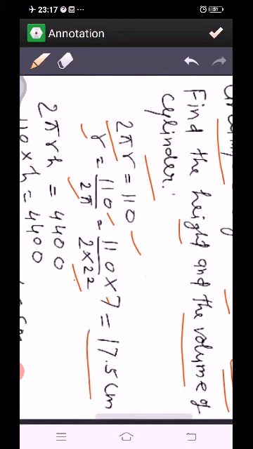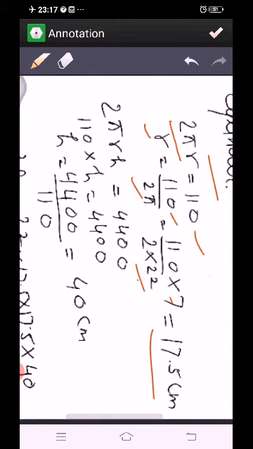Now it is given curved surface area, that is 4400. So curved surface area is 2 pi r h. 2 pi r h equal to 4400. Value of 2 pi r, that is circumference of base, is given 110. 110 into h equal to 4400. So h is equal to 4400 upon 110, that we get 40 centimeter. Height is 40 centimeter. Now we have to find its volume.